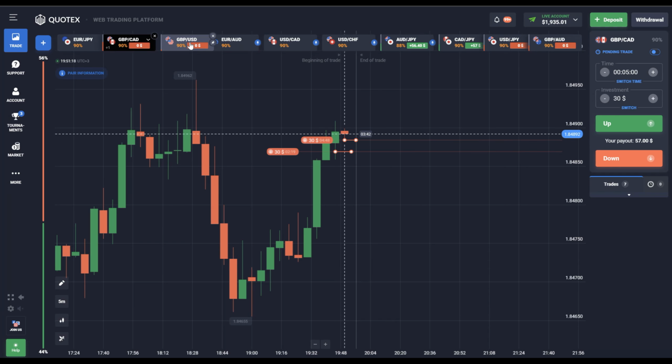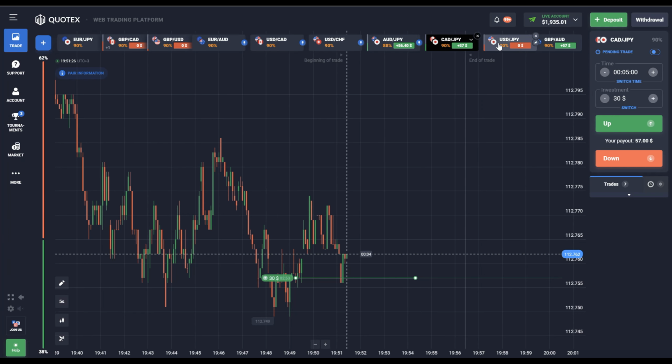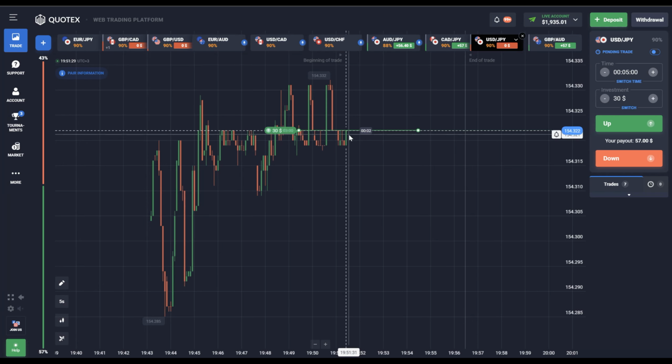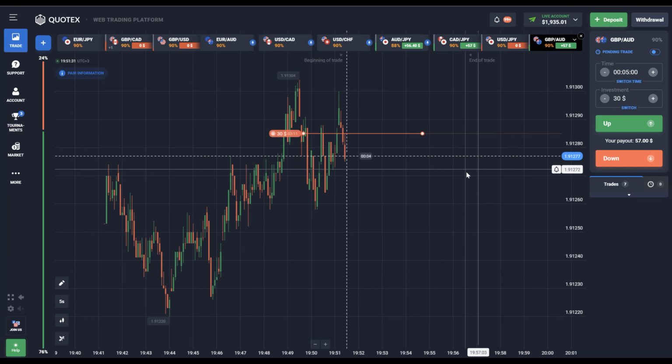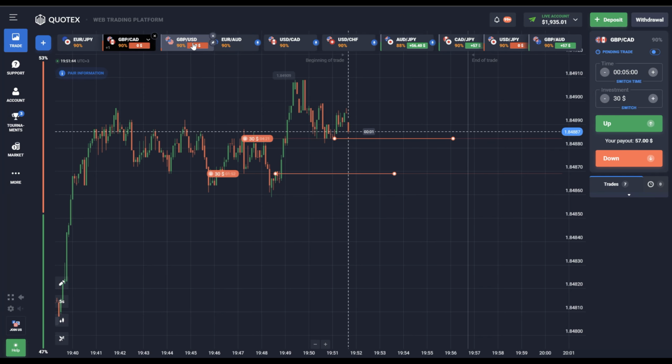Australian dollar, yen is currently in the green. Canadian dollar, yen is also currently sitting slightly in the green. Dollar, Japanese yen is at the entry point. The British pound sterling and the Australian dollar are also trading slightly in the green for now. We'll wait.